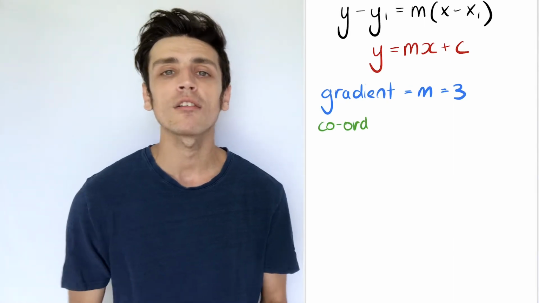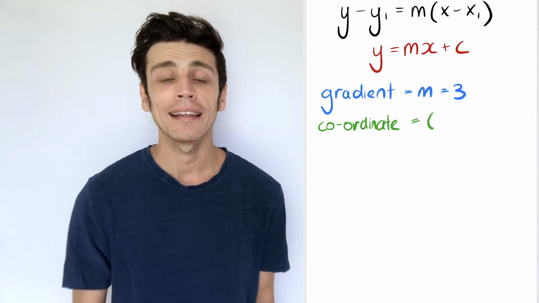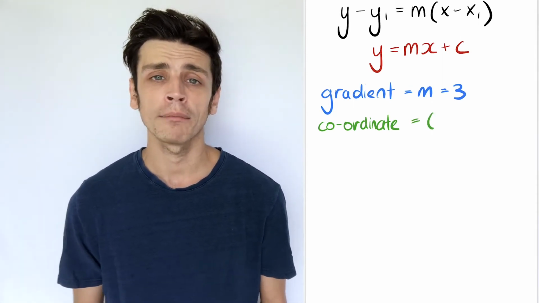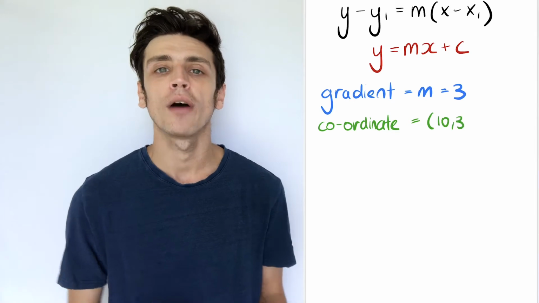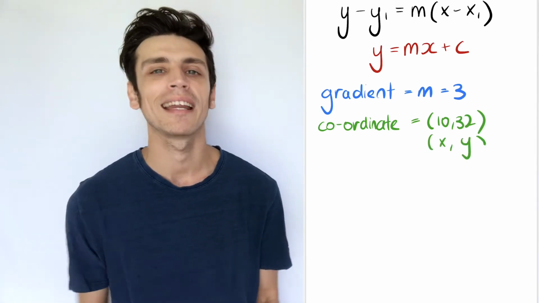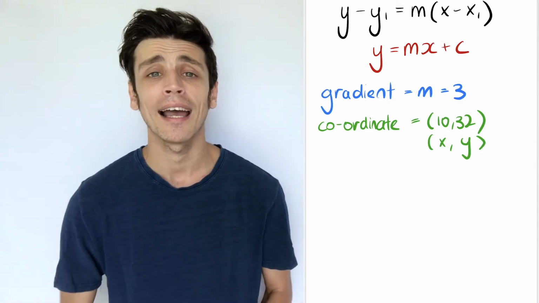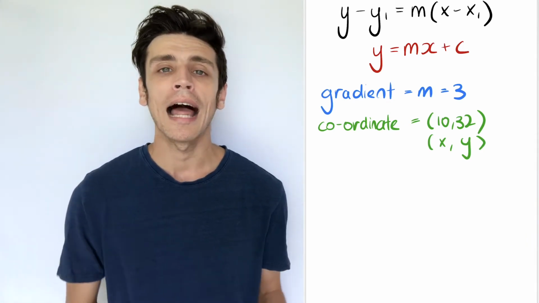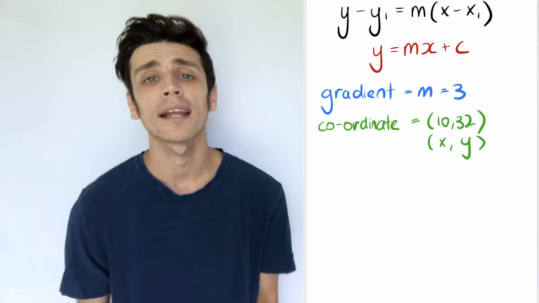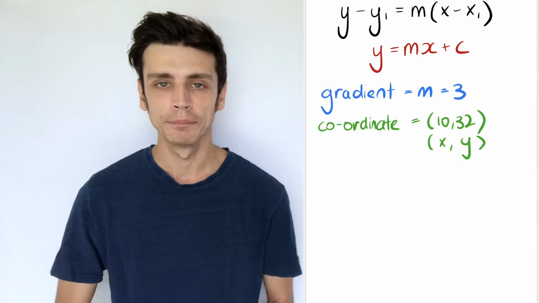Now, the way you read coordinates is always to read it alphabetically. So in the alphabet, x goes before y. So in a coordinate, your x component goes before your y component. It's a great way to remember it. Just remember that in the alphabet, x goes before y. So 10 is going to be our x component of our coordinate, and 32 is going to be our y component of our coordinate, our point.